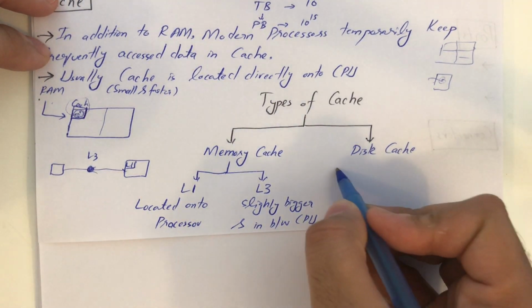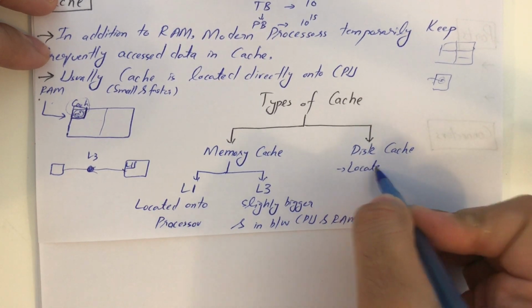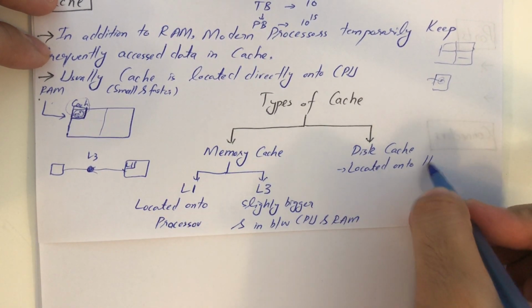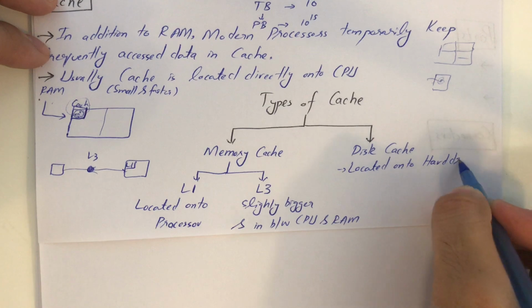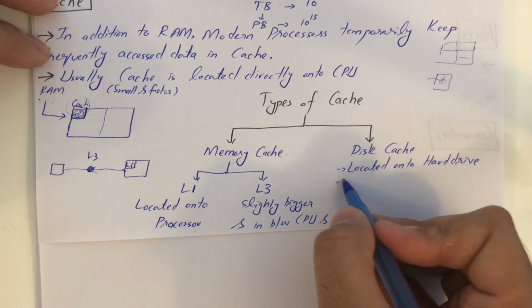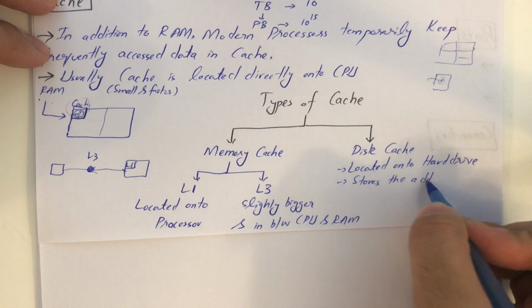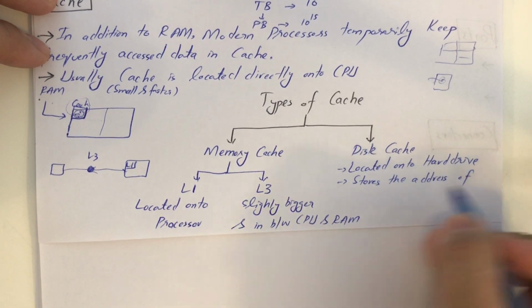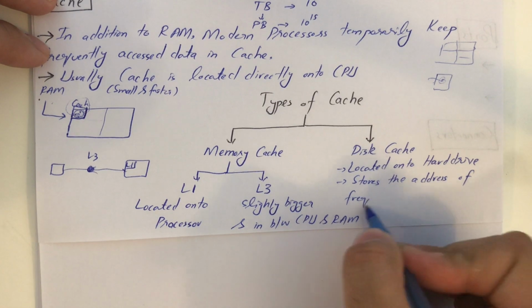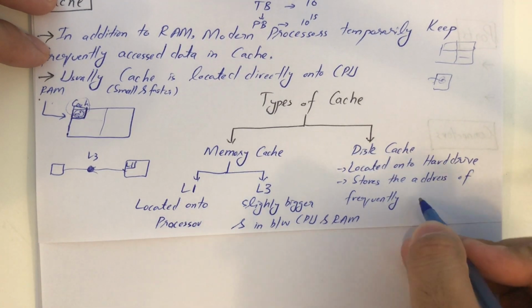Disk cache is basically located onto the hard drive, your hard disk, and it basically stores the address of frequently fetched data.